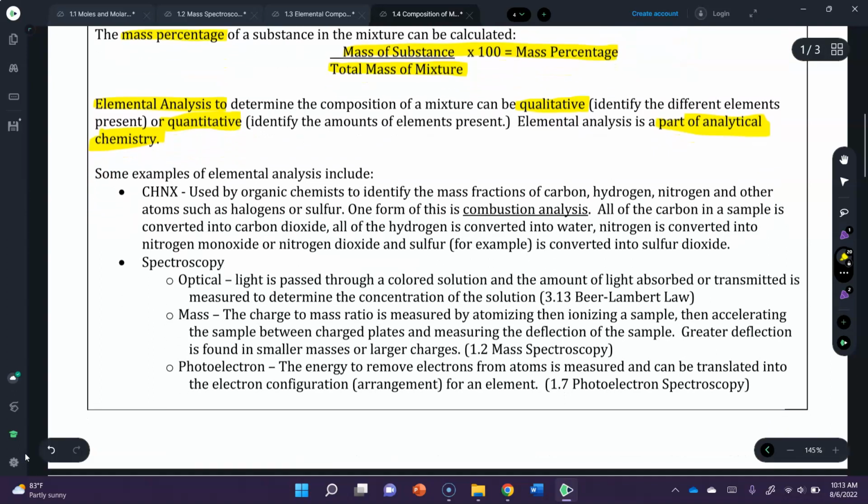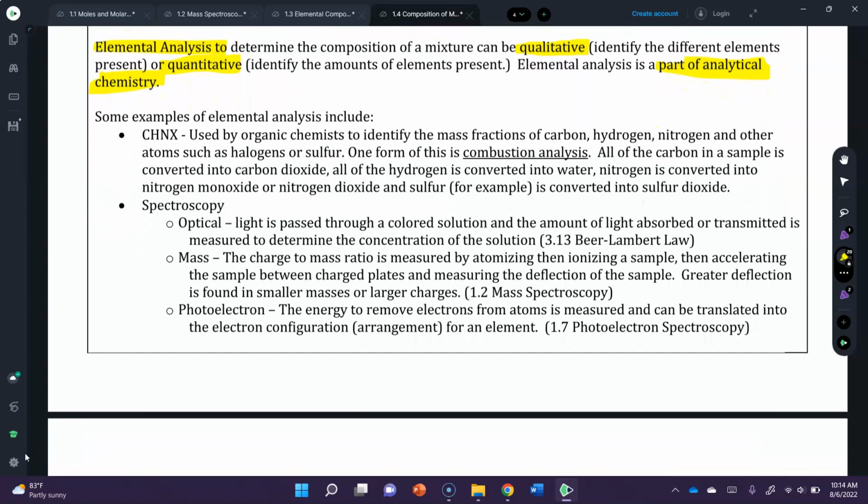There are various types. The CHNX, which is carbon, hydrogen, nitrogen, and other compounds, is used primarily by organic chemists to identify the mass fractions of carbon, hydrogen, nitrogen, and other atoms such as halogens or sulfur. One form of this is called combustion analysis.